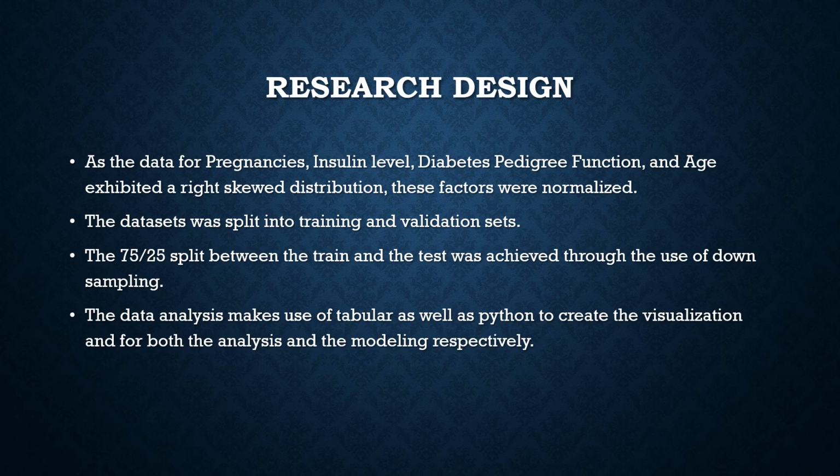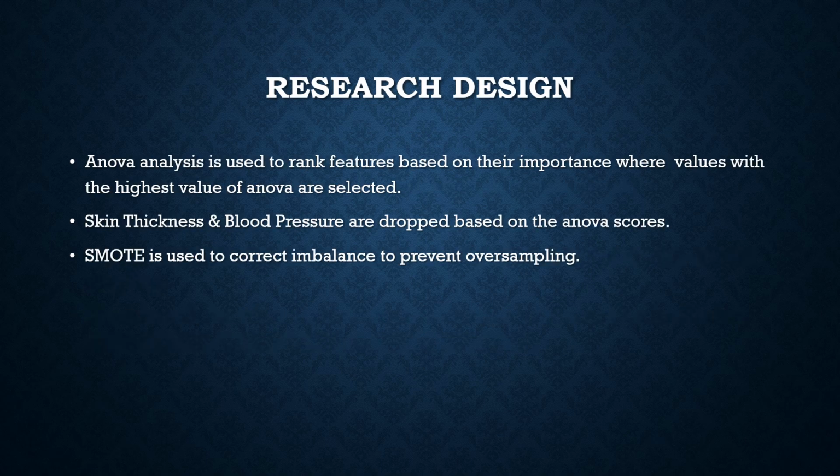The data analysis makes use of Tableau and Python to create visualizations, and for both analysis and modeling perspectives. ANOVA analysis is used to rank features based on their importance, where features with the highest ANOVA values are selected. Skin thickness and blood pressure are dropped based on the ANOVA scores. SMOTE is used to correct imbalance and prevent oversampling.